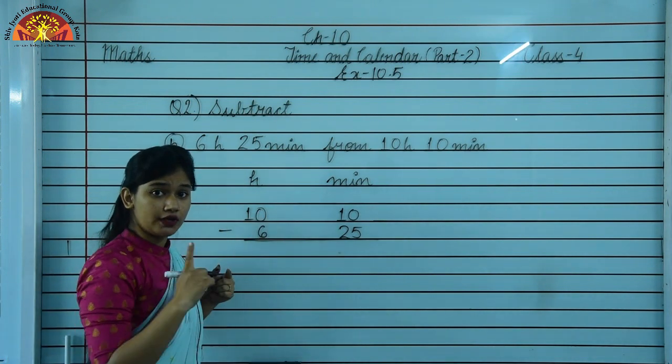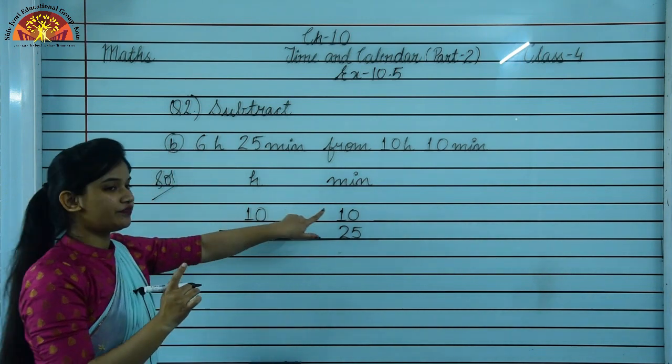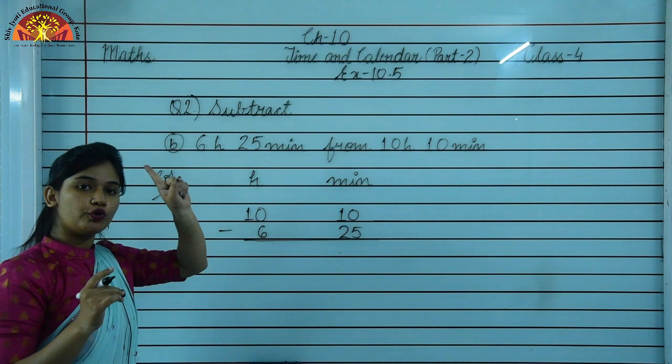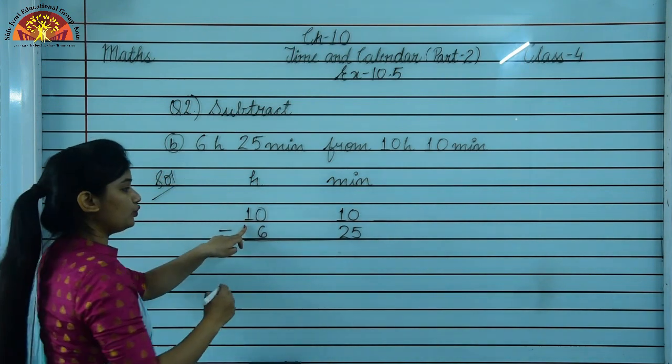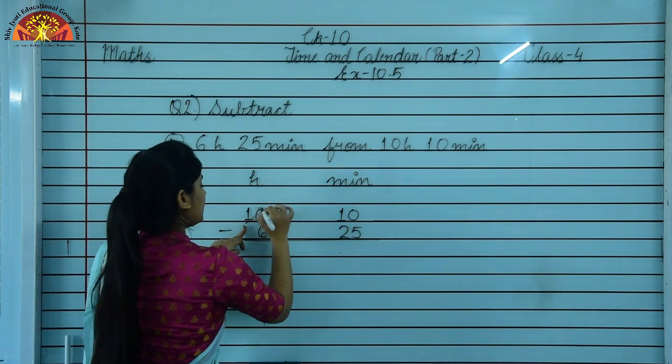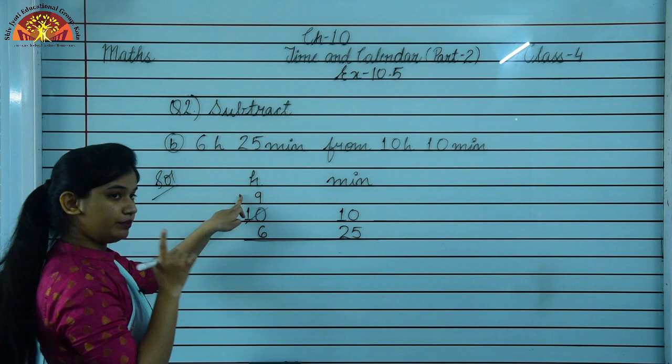What we have to borrow? Now we have to borrow 1 from 10 hours. अभी ऐसा नहीं करेंगे 0 से 1 borrow किया, no. Now we have to borrow 1 from 10 hours. ये 10 hours है, इससे हम क्या borrow करेंगे? 1 borrow करेंगे. Okay. And it will be 9 hours. इसने अपना 1 इसको दे दिया. It will be 9 hours.